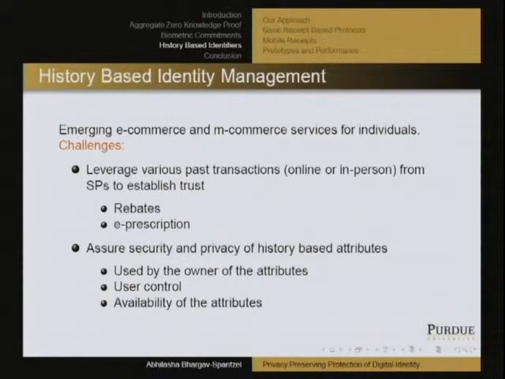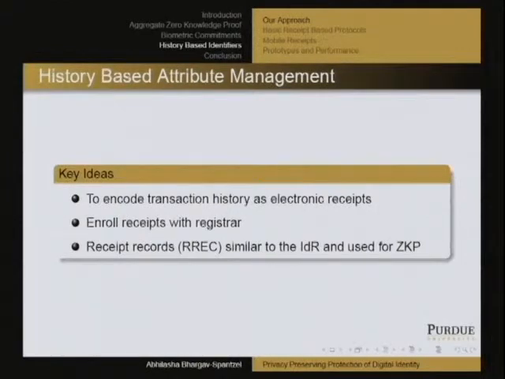Another thing is the availability. I don't think many of us can really prove to some shop that I really came here last semester and I bought books more than $300. Those are the things that are not easy to prove at this particular point of time. So the key idea over here is that we take this transaction history and encode it as electronic receipts. And the idea is to enroll these receipts at the registrar and have something called the receipt record, which is similar to the identity record that we had for credit card numbers and so on.